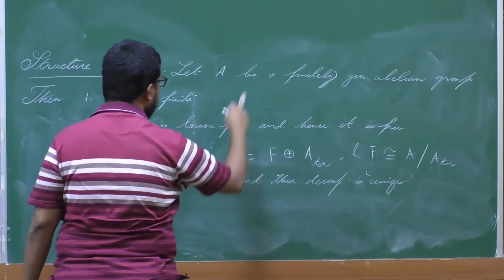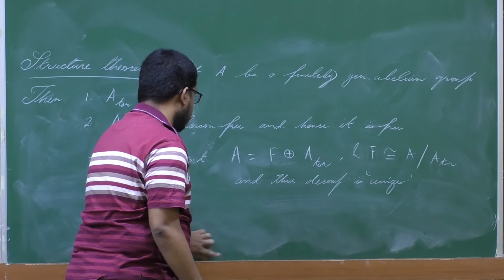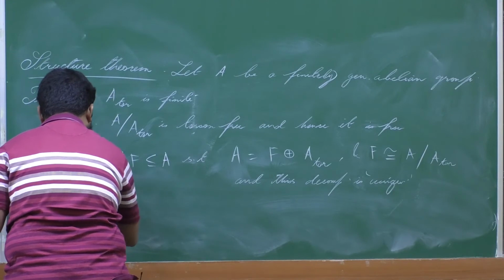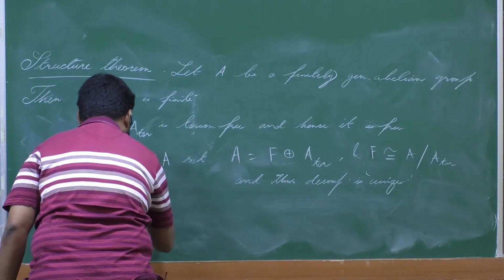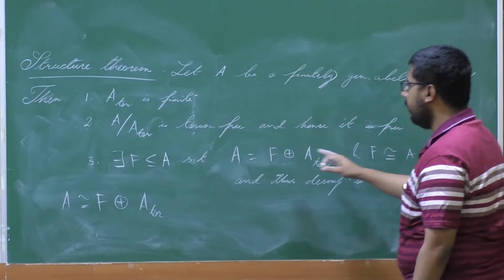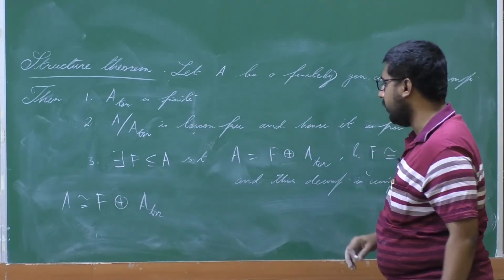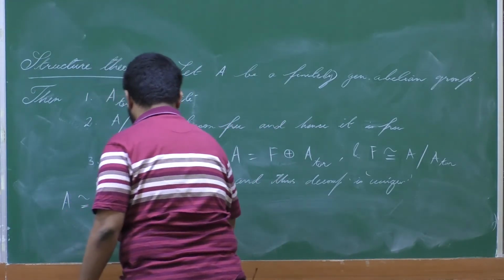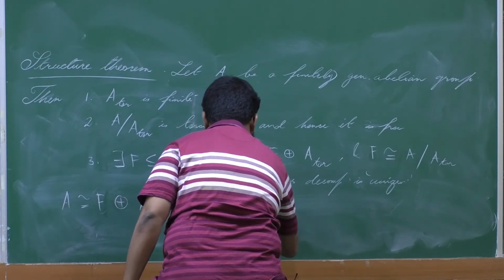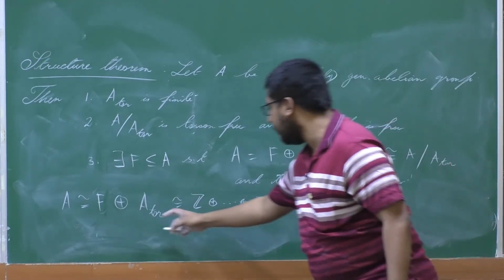So, given a finitely generated abelian group A, A is isomorphic to A tor direct sum F. This F is a free abelian group. Of course, it is a finitely generated free abelian group because F is isomorphic to A modulo A tor. So this F will be isomorphic to Z^r, r copies of Z, and the rest part is finite.